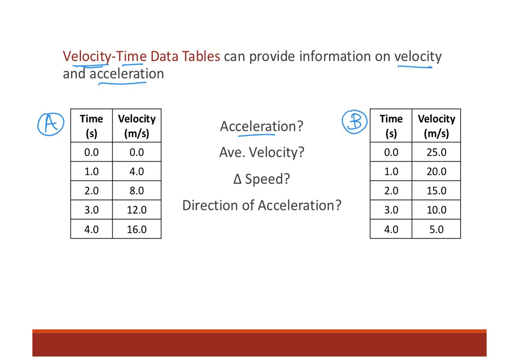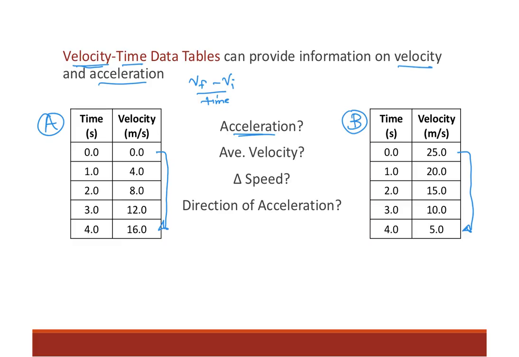Just looking at the data, first off, we notice that our velocity is increasing from 0 to 16 meters per second in table A, and it's decreasing from 25 to 5 meters per second in table B. So to figure out the average acceleration, we use the formula that is the change in velocity over time, or our final velocity, V final, minus our initial velocity, VI, over that total time. So this is the formula for average acceleration.